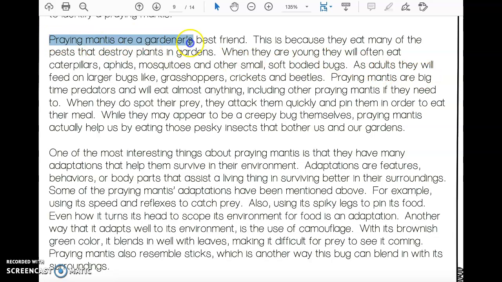So this sentence, praying mantis are a gardener's best friend, is used as an introduction to this paragraph, and then the whole rest of the paragraph explains this sentence. So instead of just telling us that gardeners like praying mantis, the author has given sentence after sentence after sentence about why gardeners like praying mantis. So a lot of examples and a lot of details that describe this sentence. So a whole paragraph with details.